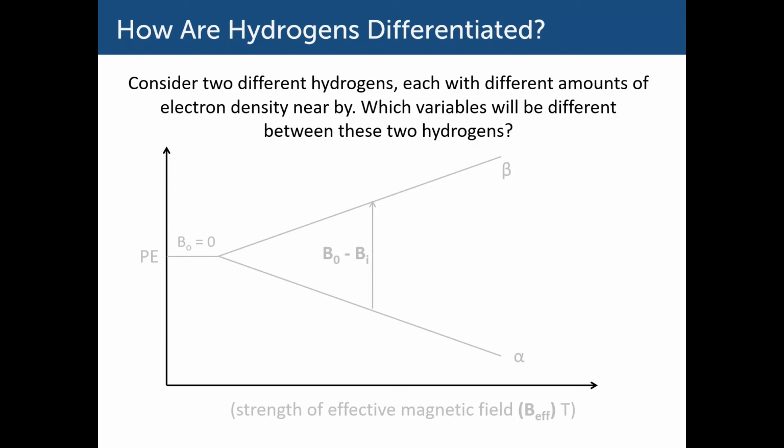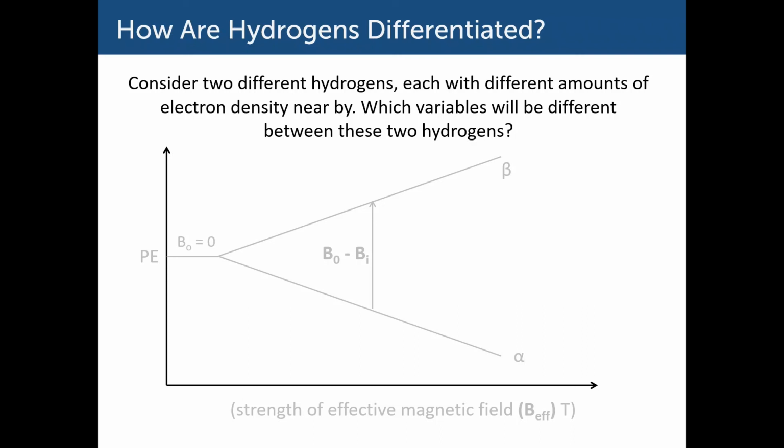So let's say we had two different hydrogens in a molecule, and they each had different amounts of electron density nearby. So we have a few different variables. We've got B naught, we've got Bi, we've got BEF, for instance. Which of those variables will be different between these two hydrogens? Or another way of saying that is, where will our differentiation come in with respect to B naught, Bi, and BEF? So take a minute, pause your video. I'd like for you to think this through. Which of our variables do you think is impacted by these different amounts of electron density?